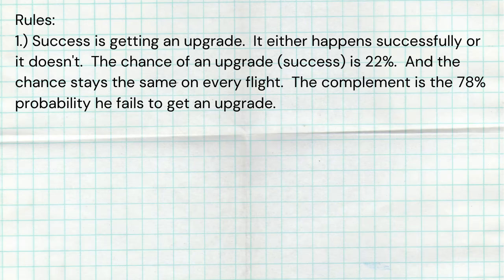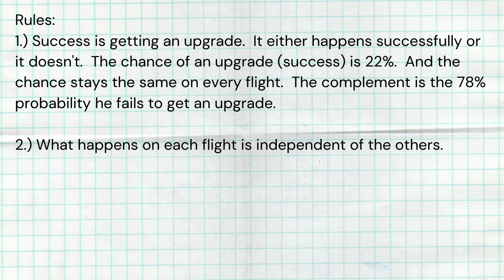Now, let's start off by checking through all of our rules. First, success is clearly defined as getting an upgrade to first class, and the probability of this happening on any given flight is 22%. Now note, not getting an upgrade is failure. That's the complement. 1 minus 0.22 is 0.78. So we got a 22% chance of successfully getting an upgrade, 78% chance of failing to get an upgrade. Now, we assume, since it's said that there's a 22% chance of getting an upgrade on any given flight, that each flight's chances of an upgrade are independent of all the others.